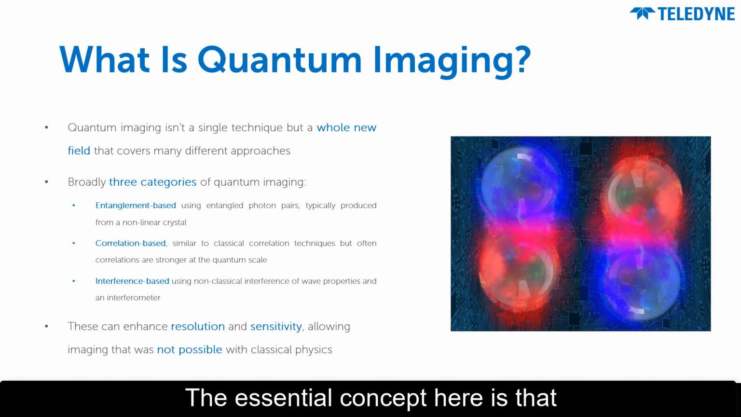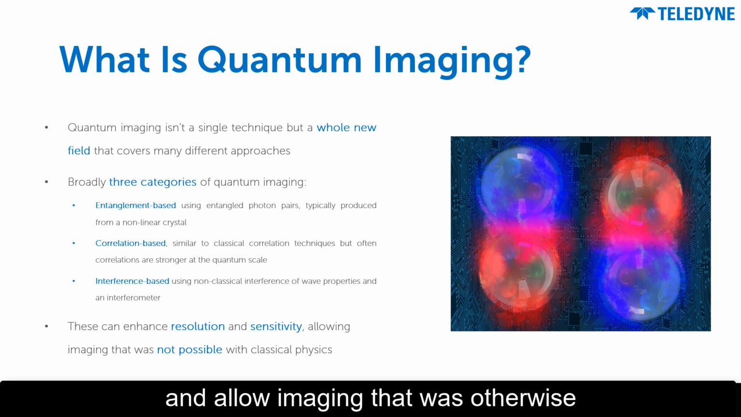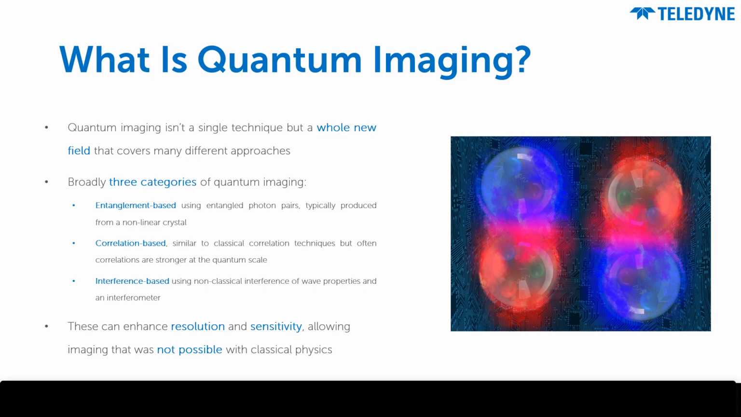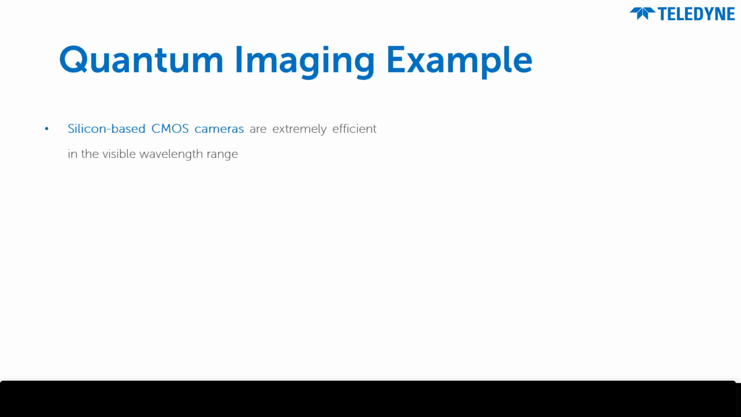The essential concept here is that these quantum imaging categories can be used in real imaging to enhance resolution and sensitivity and allow imaging that was otherwise not possible with classical physics. And this is something that's worth looking into with an example.